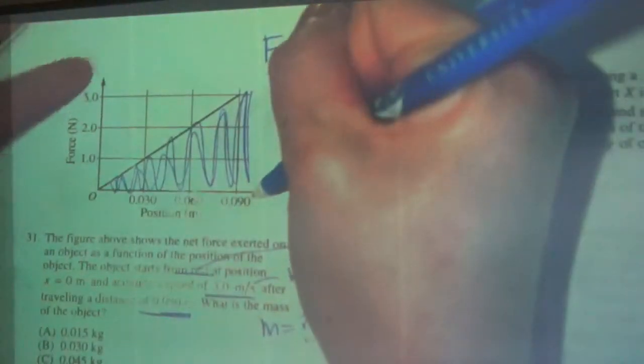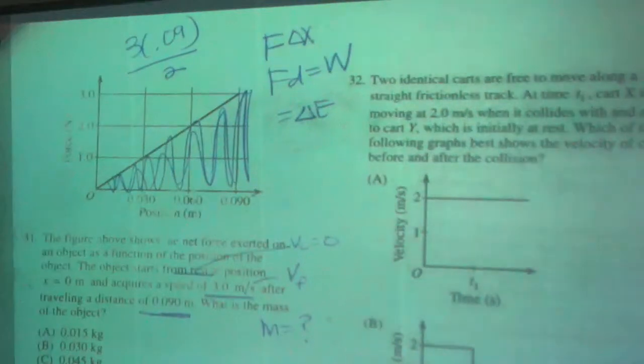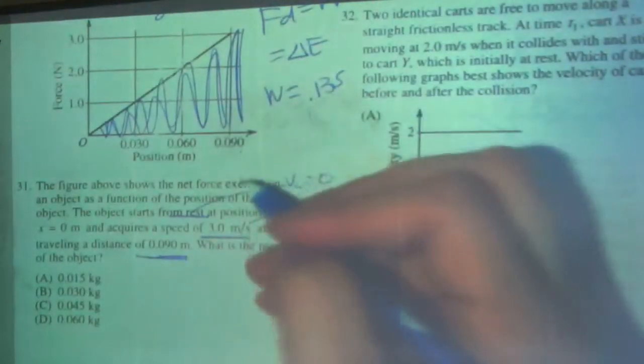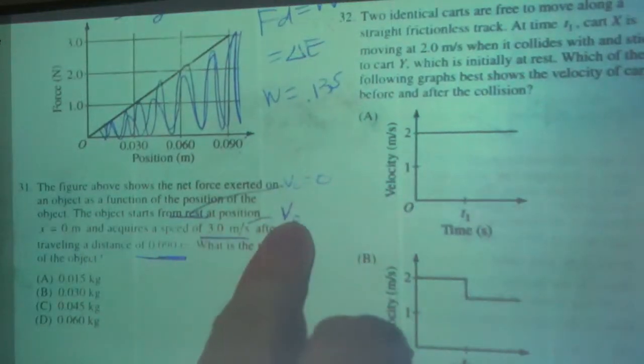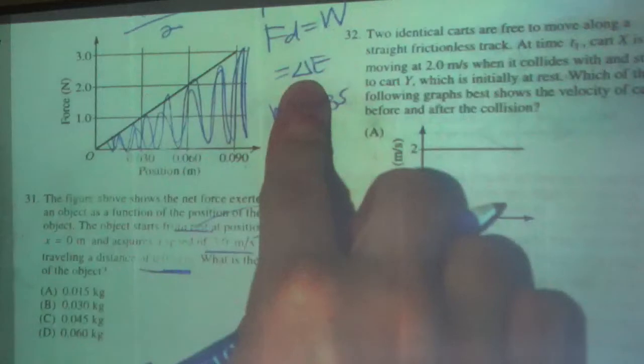This is a triangle. Don't just do 3 times this because it's a triangle. It's base times height over 2. So 3 times 0.09 over 2. That gives me a work of, let's see, 0.135. Well, work is changing kinetic energy in this case because it's talking about starting from rest and then accelerating, so that work is going into kinetic energy, because work is also change.